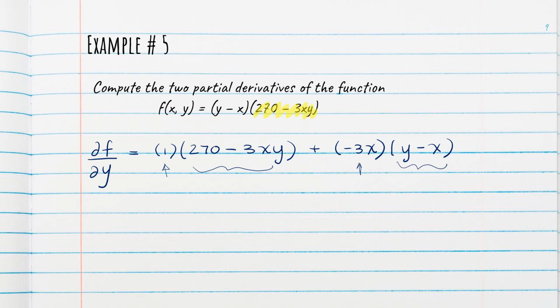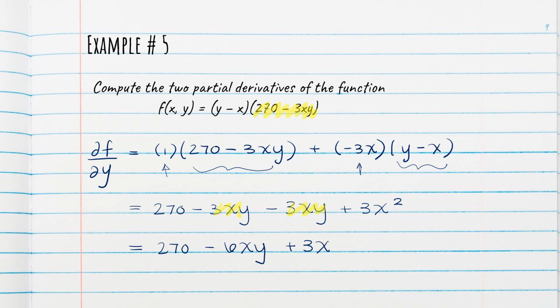To finish this off, let's simplify. We have 270 minus 3xy, and then I have minus 3x times y, so minus 3xy. And then minus 3x times minus x is plus 3x squared. Just like last time, we do have two terms that we can combine because we have two 3xy terms. If we combine those, we get the final form of our partial derivative is 270 minus 6xy plus 3x squared.